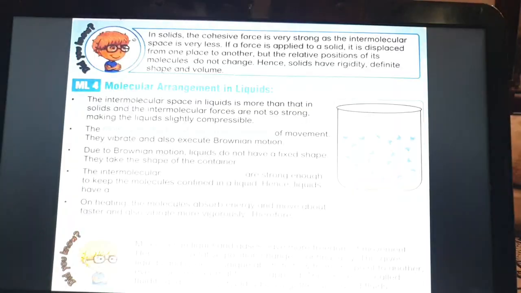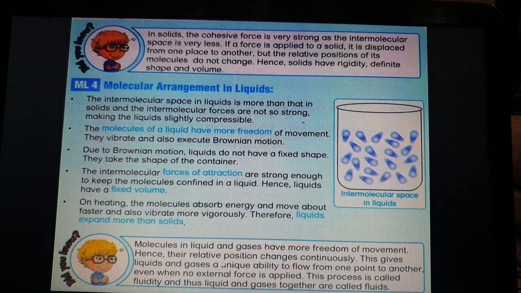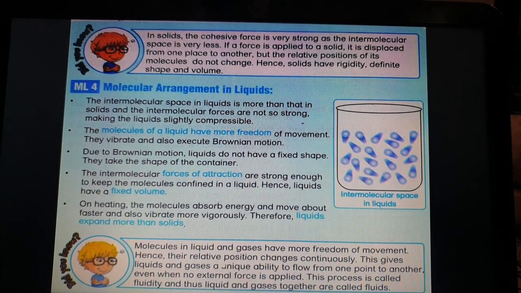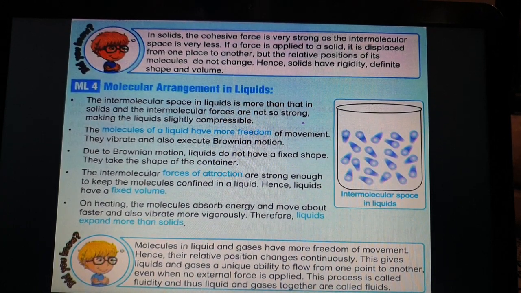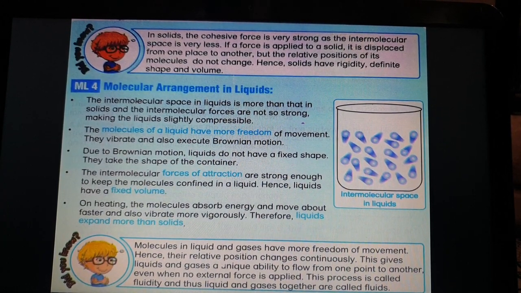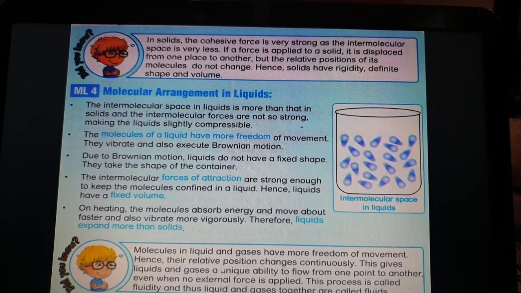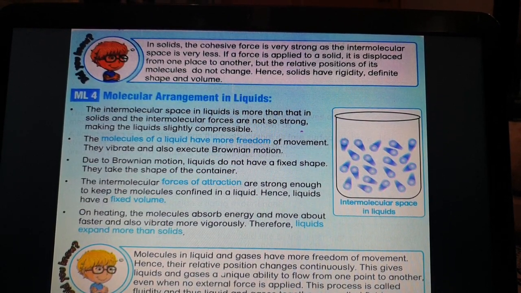These are the two topics which have been discussed now. We shall discuss the molecular arrangements in gas in the next class. So please go through the topics we have discussed today and note down the important points. Okay, we shall discuss the other topics in the next class.